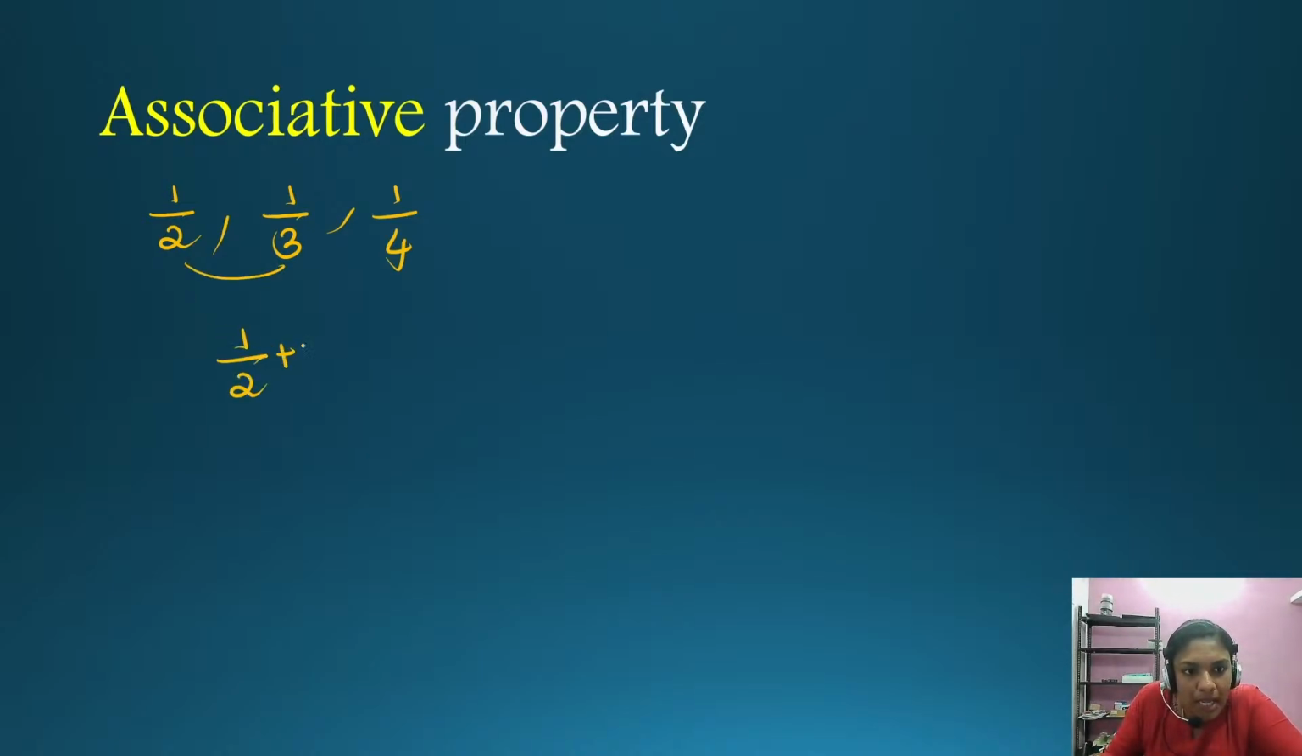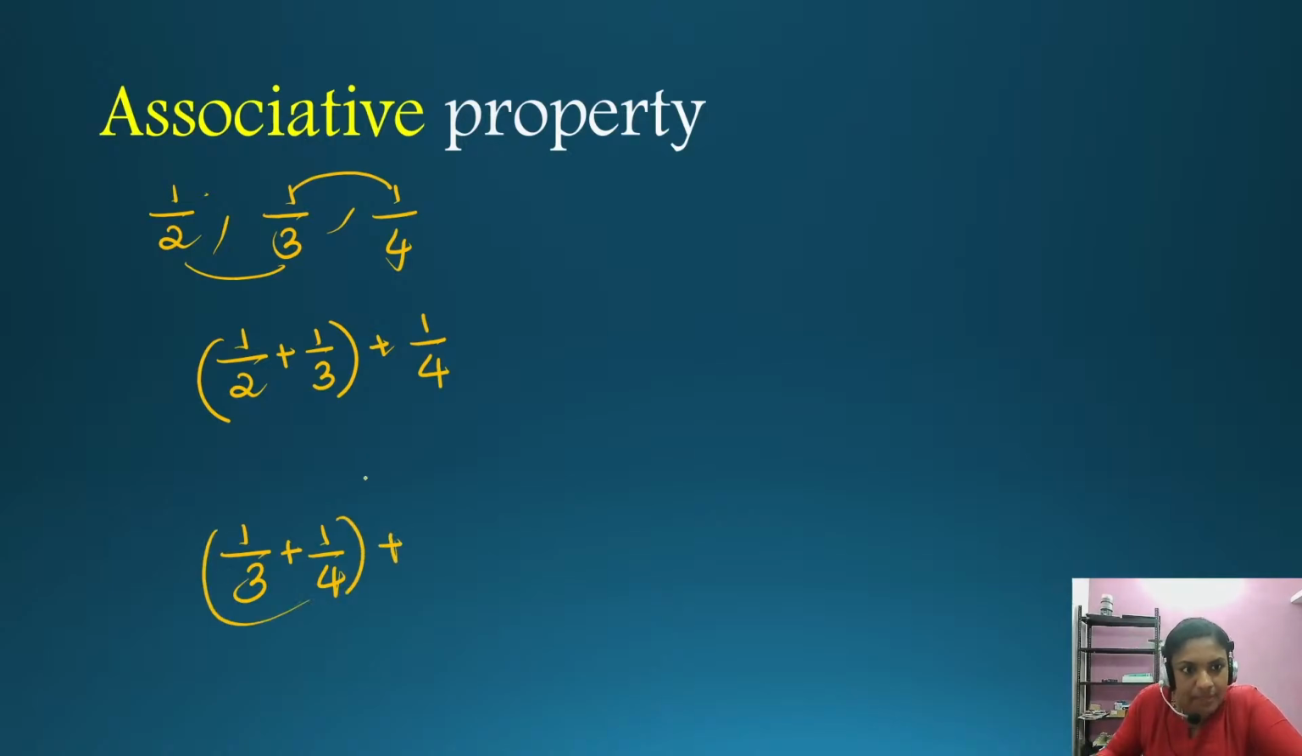1 by 2 plus 1 by 3. Then we can add 1 by 4 to the sum. What was the second group? Let's group this and this. Okay, 1 by 3 plus 1 by 4 plus 1 by 2.